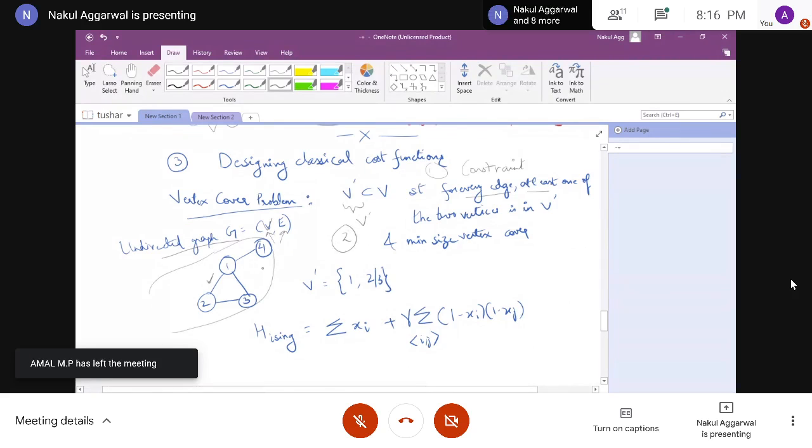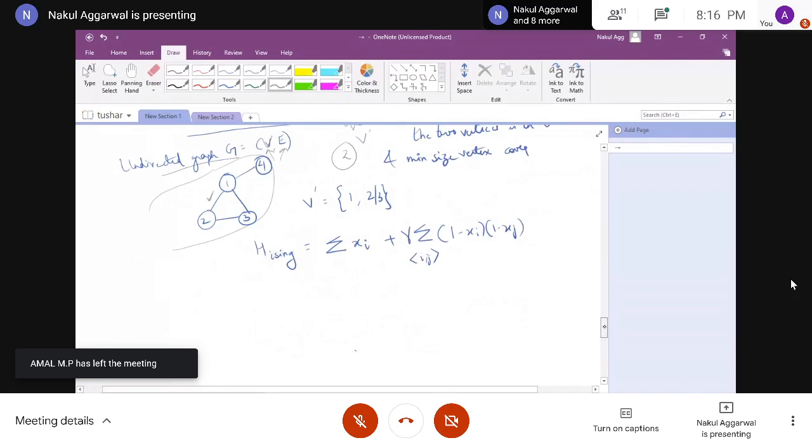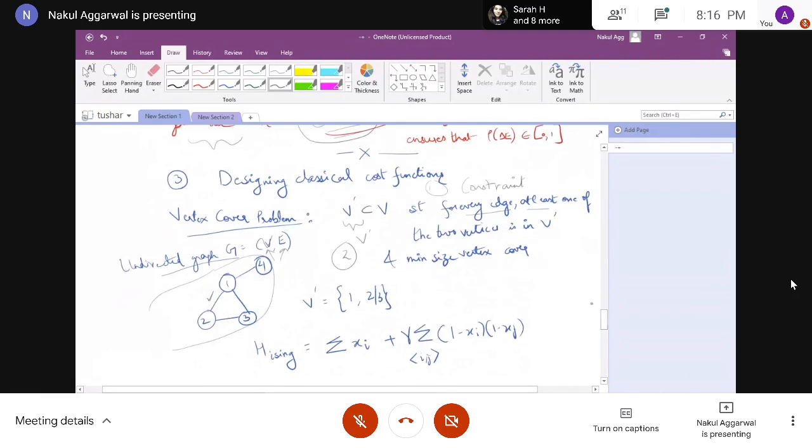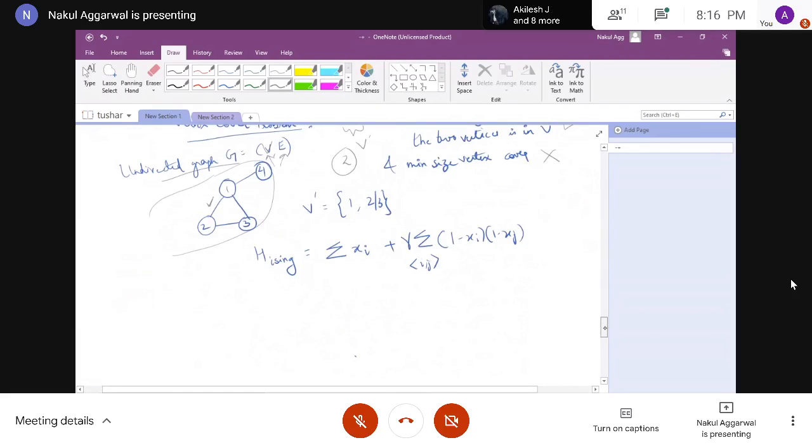Everything will become clear from this example. Okay, so these are two constraints for the vertex cover. Forget about the minimum size vertex cover. Only consider this constraint, which states that for every edge, at least one of the two vertices is in V prime. So if that is the case, let's write V prime. A naive answer will be to include all of them, because let's start with this edge. At least one of the two has to be in V prime, so include both of them.